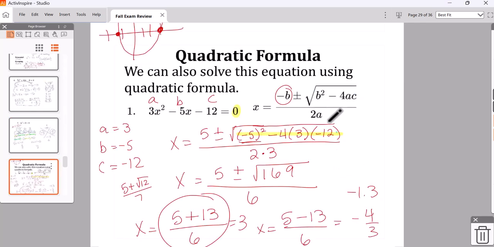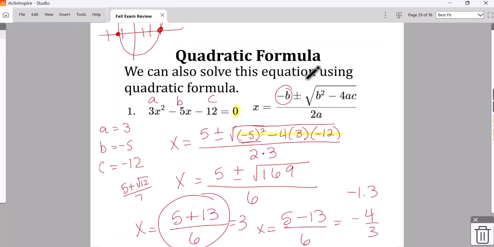The other way of solving quadratics is using the quadratic formula. And so we have x equals negative b, or opposite b, plus or minus the square root of b squared minus 4 times a times c, all divided by 2a. So a is 3 in this problem, negative 5 is b, and c is negative 12. The thing that you need to remember here is that your equation has to equal 0. So if you need to move things from one side to the other, that has to happen first, and that equation has to equal 0.